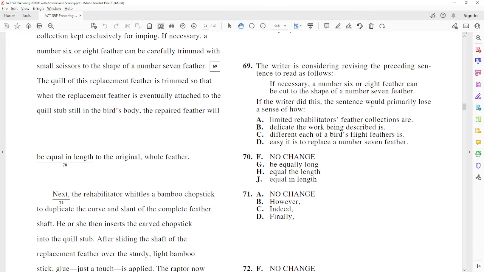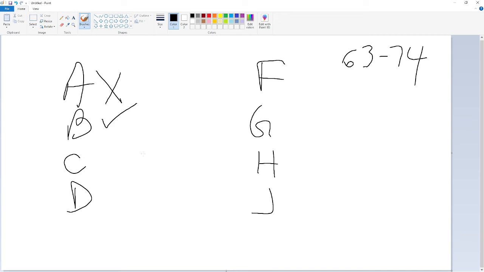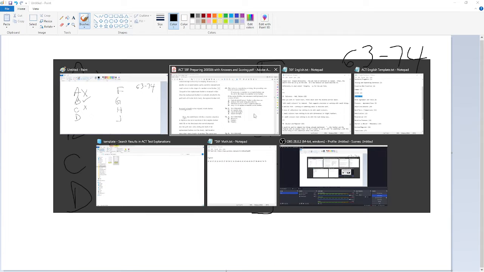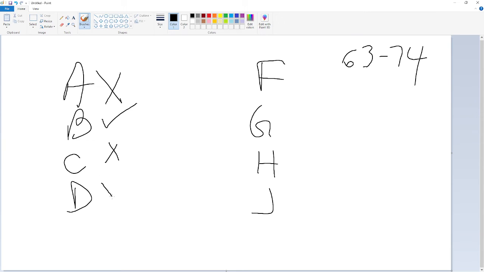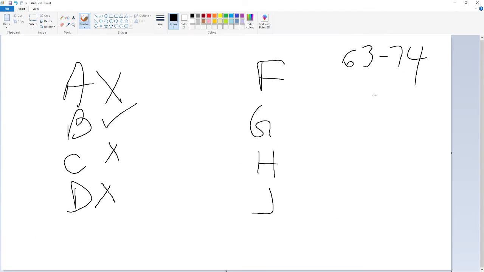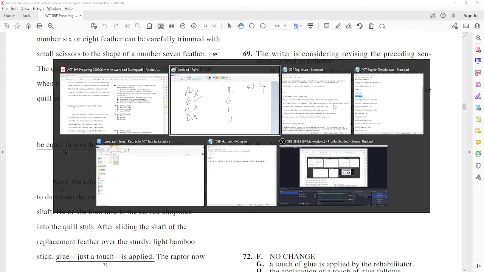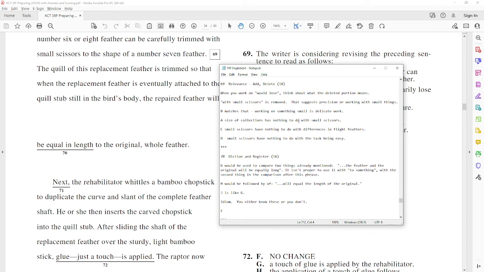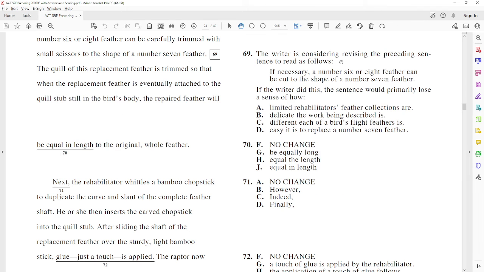C, difficult. How different each of a bird's flight feathers is. Careful and small scissors does not tell us how different the flight feathers are. Easy it is to replace a number 7 feather. The fact that it's careful and small scissors does not tell us it's easy. In fact, it's kind of the opposite. So the answer for 69 is B, and I would believe 69 has to do with, I think I already said it, relevance, add, replace, delete. And for some reason, that one also doesn't have the answer in there, so I have to fix that, which I've now done.